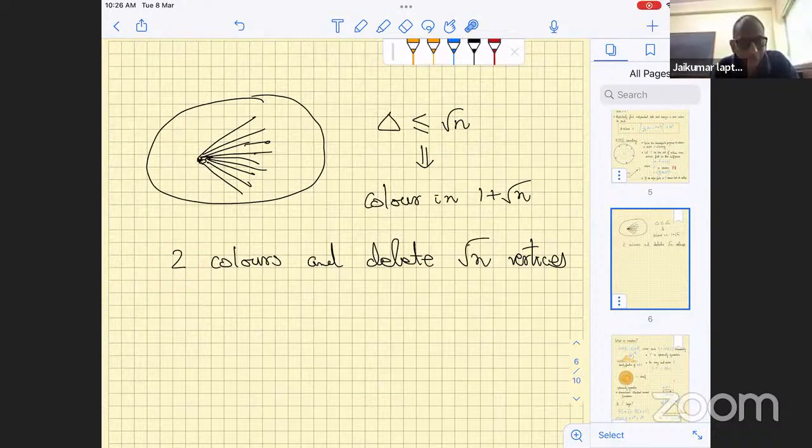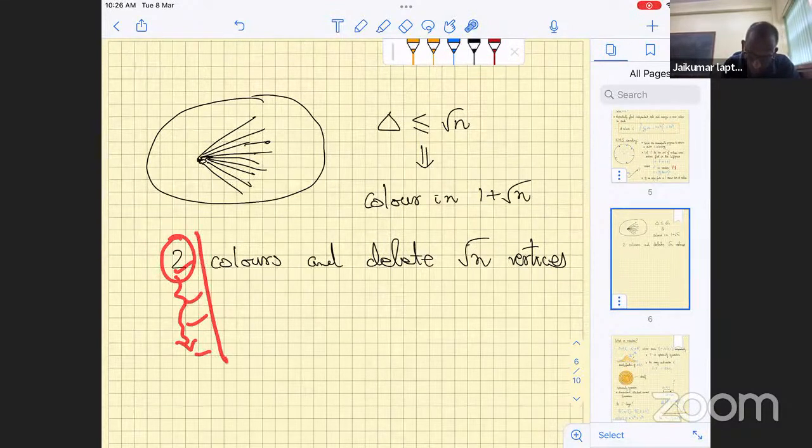So what is the total number of colors? Well, we will keep assigning two colors, two colors, two colors. How many times can we do this? At most square root n times.